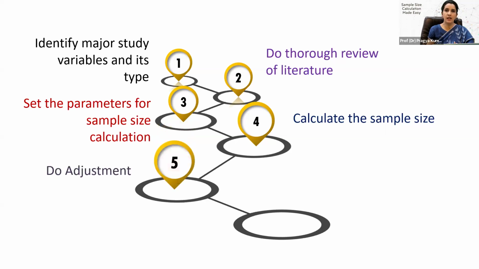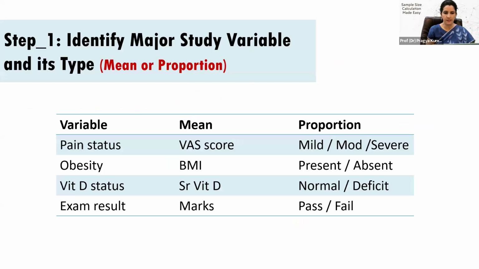After the calculation, if any adjustment is required in your sample size, you do the adjustment and then you do the final write-up. Because many times you will see that residents have difficulty in writing how to write up that particular section on the calculation of sample size. So usually residents from our department seek help in making a write-up of the sample size.